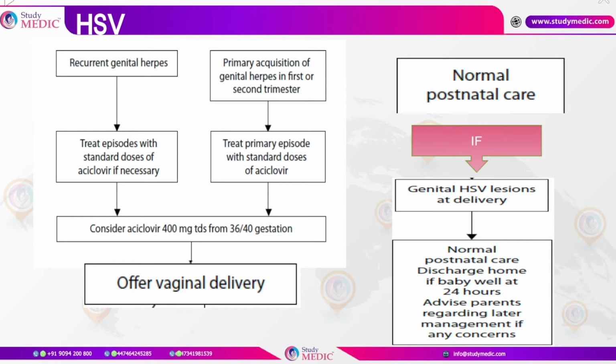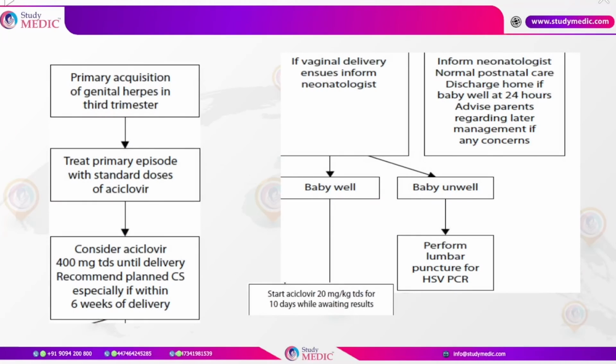If it is a primary acquisition of genital herpes in the first or second trimester, then you need to treat the primary episode with a standard dose of acyclovir. And yes, the delivery will be offered by means of vaginal delivery. If it is a primary episode and the lesions are active, then definitely vaginal delivery is not a safer option. If at the time of delivery the genital HSV lesions are not active, then yes, in that context, the normal postnatal care and discharge home if the baby is well at 24 hours, and advise the parents regarding the later management if there is any concern.